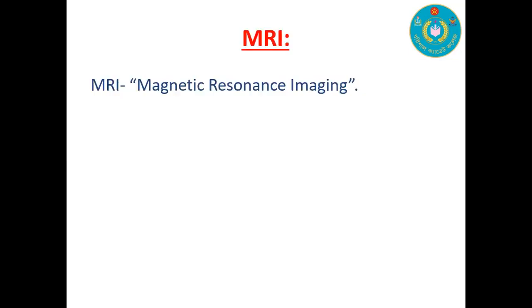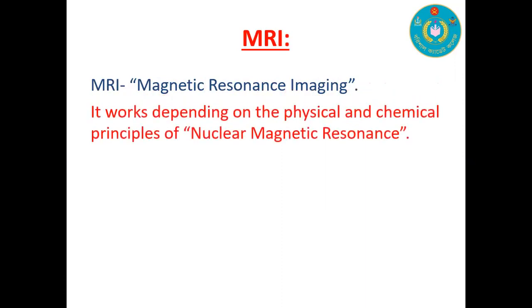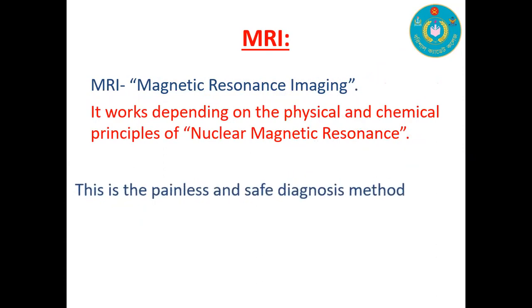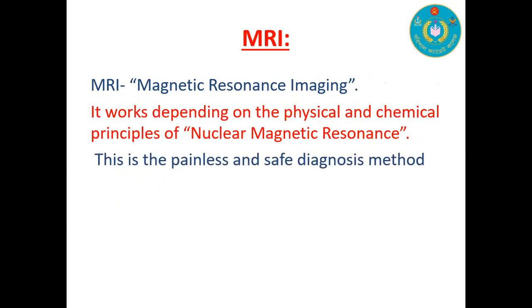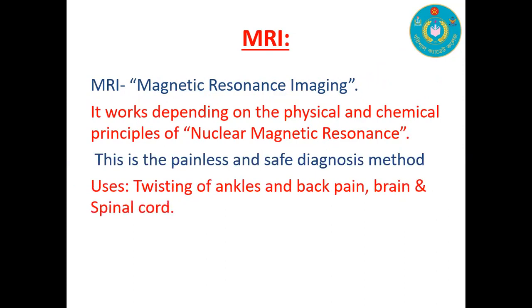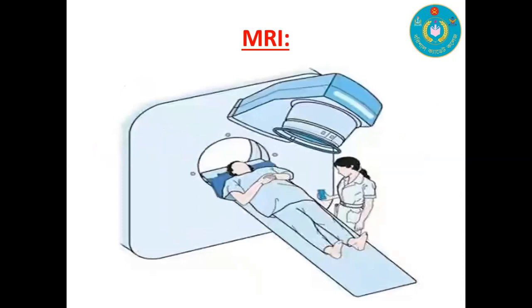Our next topic is about MRI. MRI is nothing but magnetic resonance imaging. It works depending on the physical and chemical principle of nuclear magnetic resonance, that is named NMR. This is a painless and safe diagnosis method. Uses of MRI include twisting of ankles and back pain, brain and spinal cord. This is the instrument of MRI.